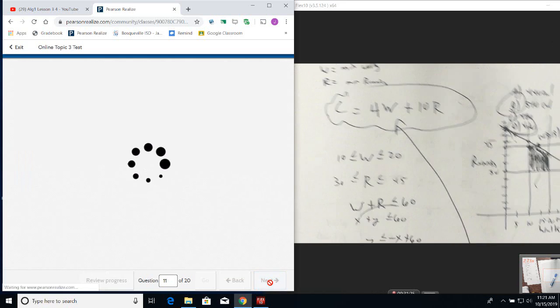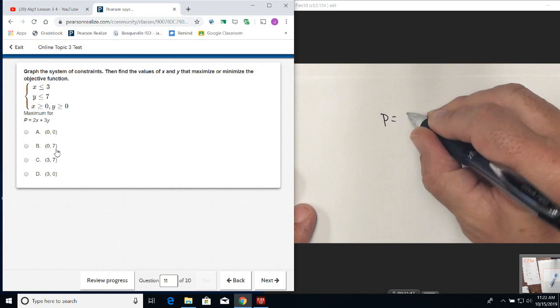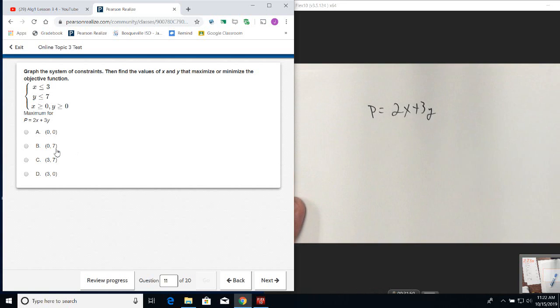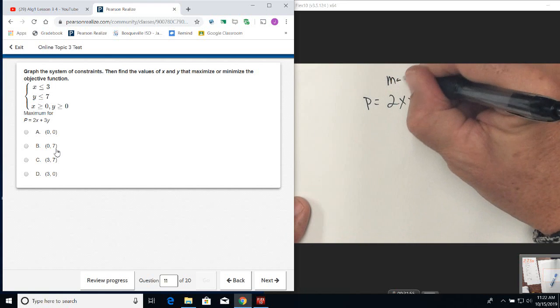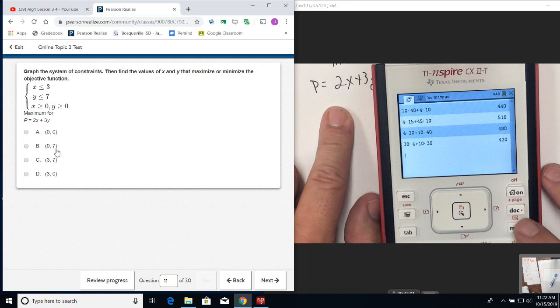Okay? So use your answer choices to help you on a problem like that if you can't graph it or if you get stuck. Alright, once again, graph the system of constraints, then find the values of x and y that maximize or minimize the objective function. What did I just tell you a while ago? I'm not going to try to trick you. Every one of these are coordinates of the vertex. So all I've got to do to solve this problem is plug my x's and my y's into that function rule and find the one that's going to give me the maximum value. So all I've got to do is check each one.